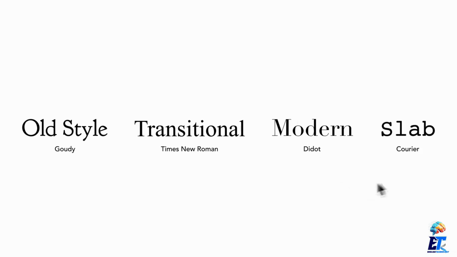And lastly, we have slab serifs. Slab serifs have little to no contrast between thick and thin lines. You also notice that at the end, their serifs are much more rectangular or boxy. And typefaces in this category include typefaces like Archer. We're using Courier over here. And that's going to be it for serif typefaces.